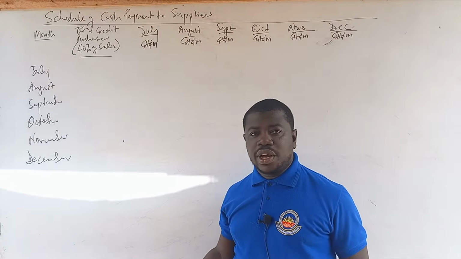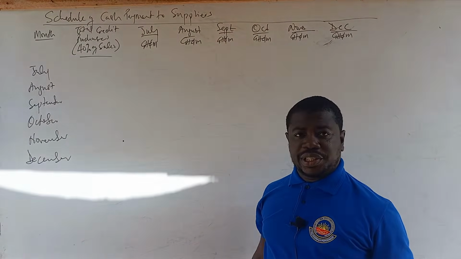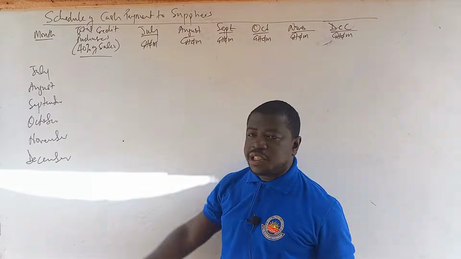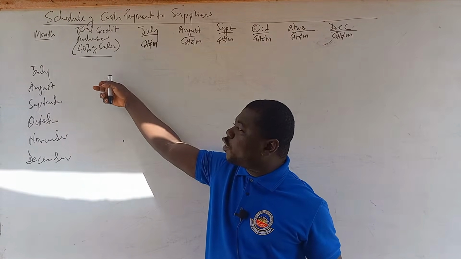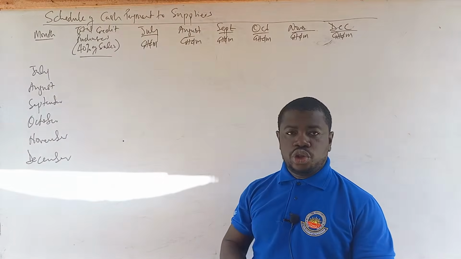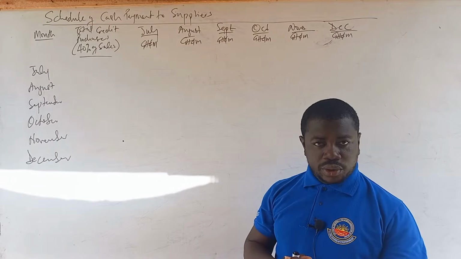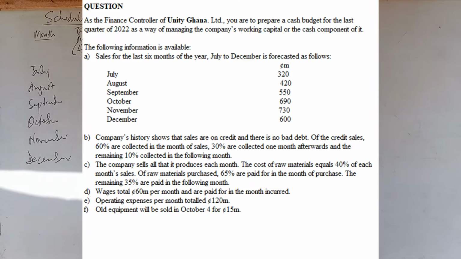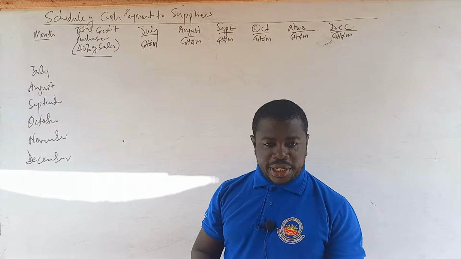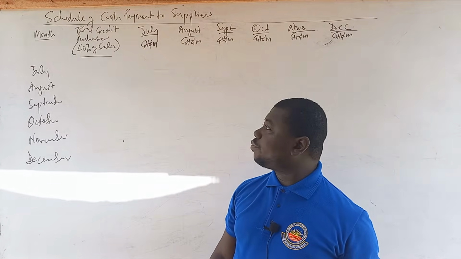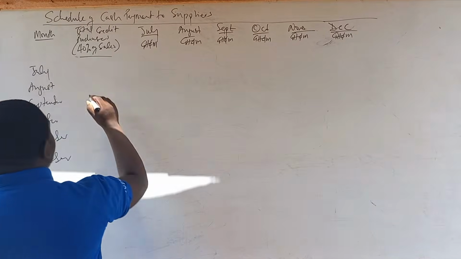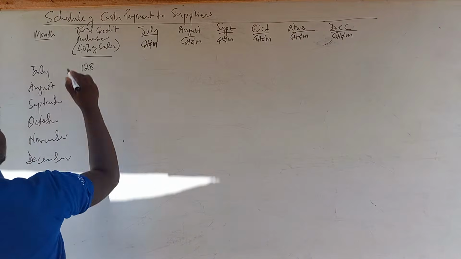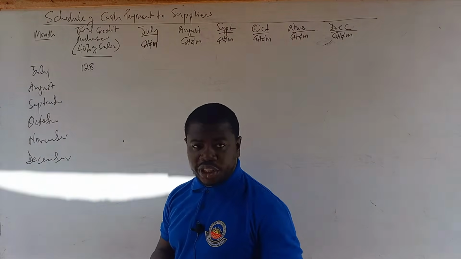So what we are going to do now is show the total credit purchases, which we have been told is 40% of the sales. As we have shown in bracket, we are going to punch 40% of the sales, and then show that as our total credit purchases. Sales for July was 320 million. So we find a calculator and punch 40% of 320, which will give us 128. So 128 will be the purchases for July.